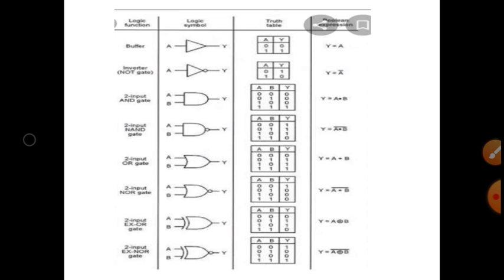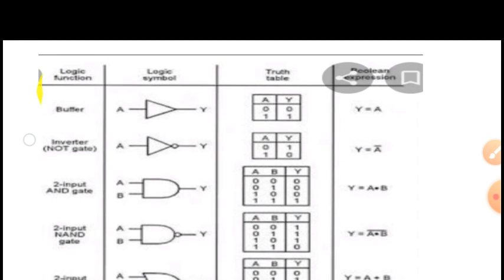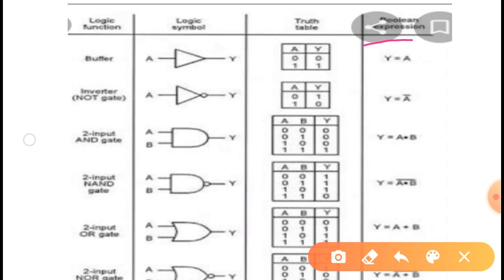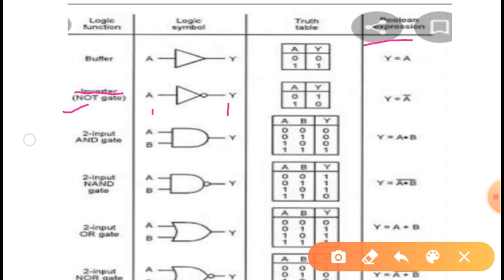There is one chart shown here. In this chart we can see the logic function, logic symbol, truth table and the Boolean expression. The first gate is the NOT gate. A NOT gate is an inverter. It means it has only one input and one output. Whenever the input is low, the output will be high, and when the input is high, the output will be low. The Boolean expression for the NOT gate is y equal to A bar.